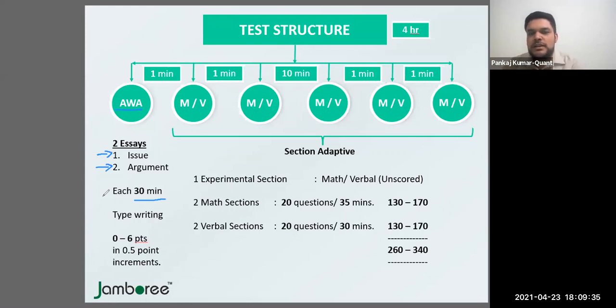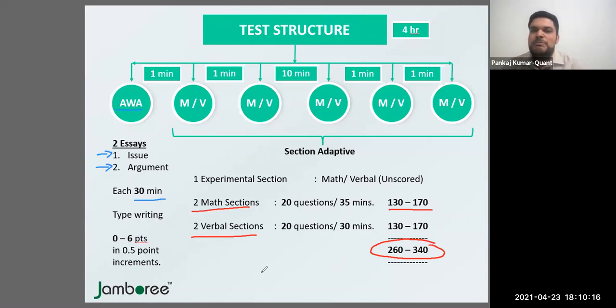Now, after that, you'll be writing 5 more sections. And those 5 sections are going to be either quant or verbal. Now, it's a very interesting part. Which section is going to be quant and which section is going to be verbal? Among those 5 sections, 2 sections are going to be math and 2 sections are going to be verbal. For these 2 math sections, you'll get a score from 130 to 170. And for these 2 verbal sections, you'll get a score from 130 to 170. And your overall score is going to be from 260 to 340. That's going to be the range, which means you can score from 260 to 340.